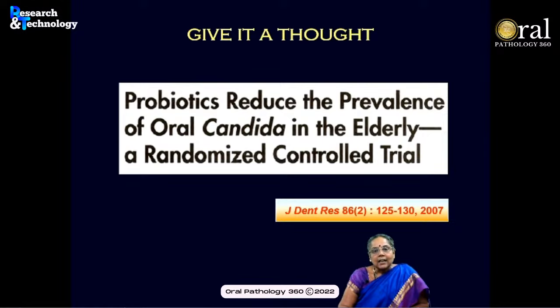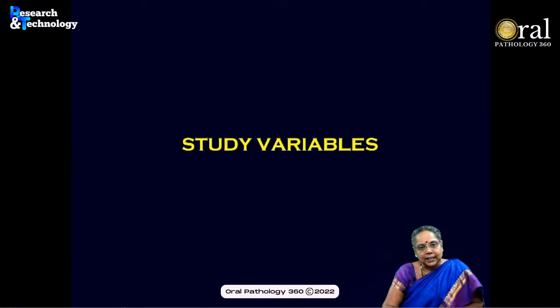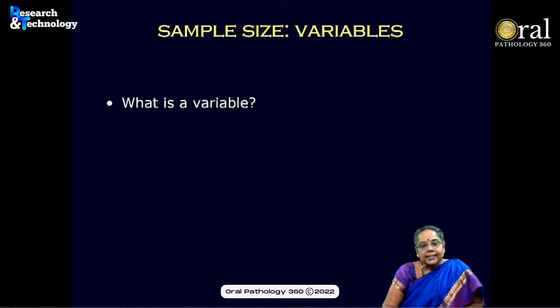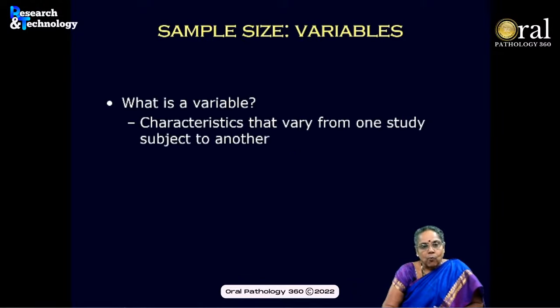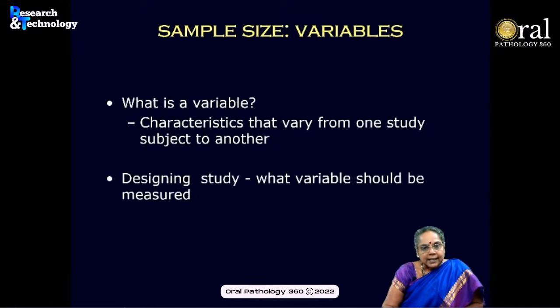So they had the gold standard design, a randomized control trial. I'm emphasizing this to make you understand the importance of even your design. So let us see what variables are there in a study. Now, what is a variable? It's a characteristic that varies from one study subject to another. So when you are designing your study, you should make sure what variable you are going to measure. This should be very clear.